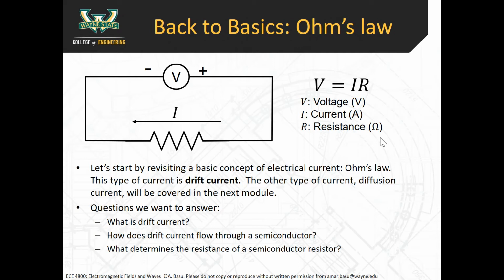I want to remind everyone that there are 2 types of currents. One of them we study more in ECE 4570. That's called diffusion current. The type of current that we look at in this class, which is what Ohm's law describes, is called drift current. Drift current is the movement of charge due to an electric field. So the questions we want to answer here are: what is drift current? How does drift current flow through any type of material, a conductor or a semiconductor? And then how do we actually calculate the resistance of a material?